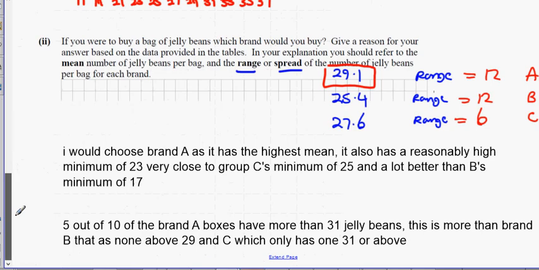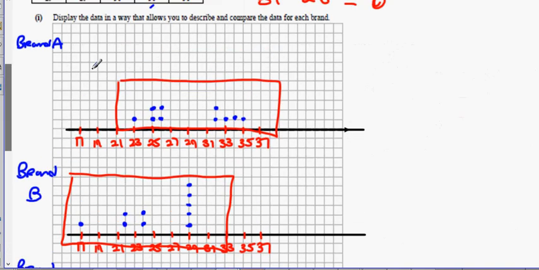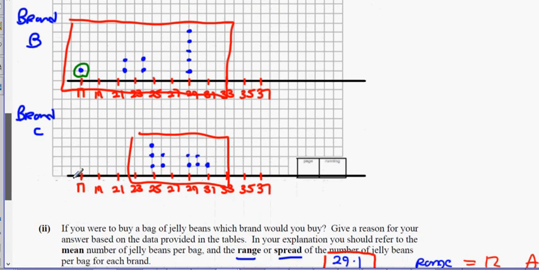Now guys, I would choose brand A. Why would I choose brand A? Has the highest mean, the highest average. It also has a reasonably high minimum. What do I mean by the minimum value? What was A's minimum value? A's minimum value was 23. What was B's minimum value? 17. And C's minimum value? 25. So C actually has a better minimum value, doesn't it?